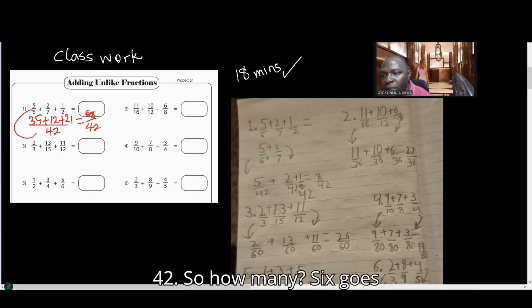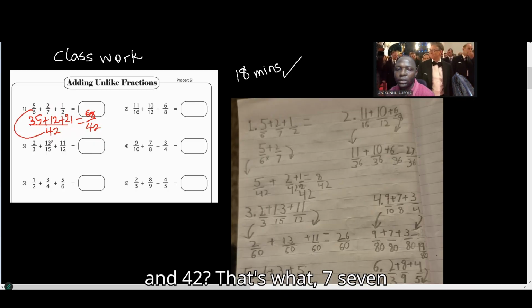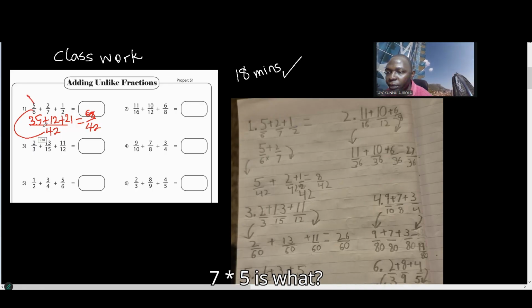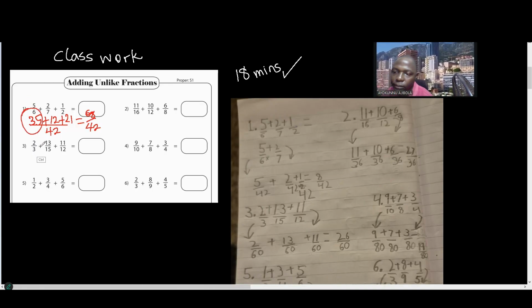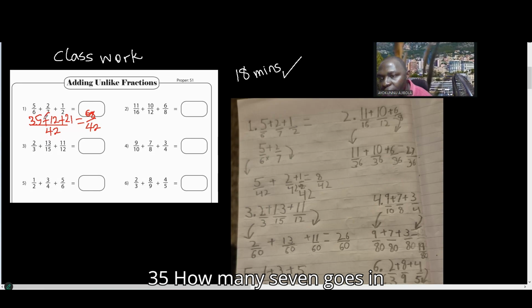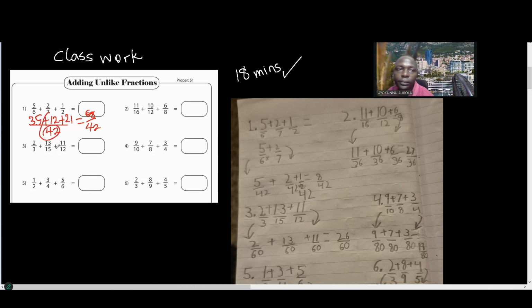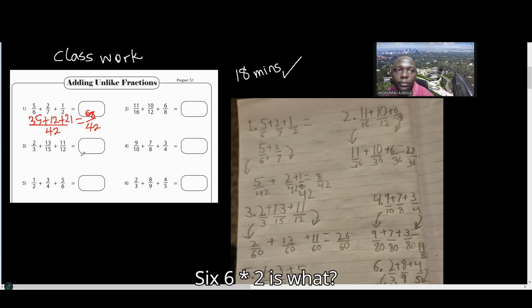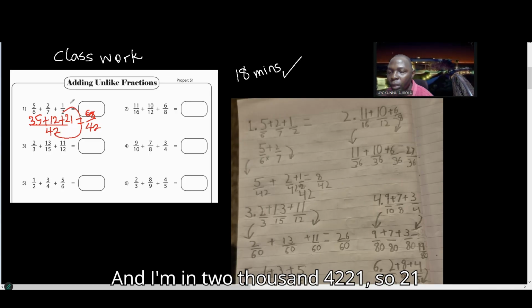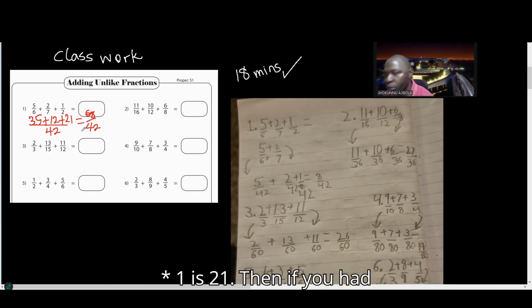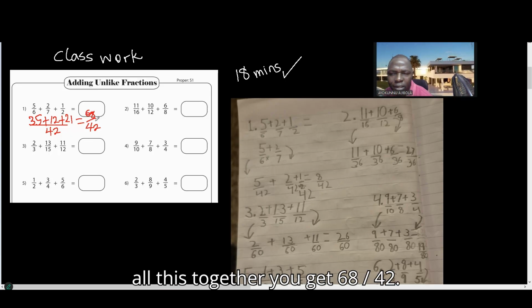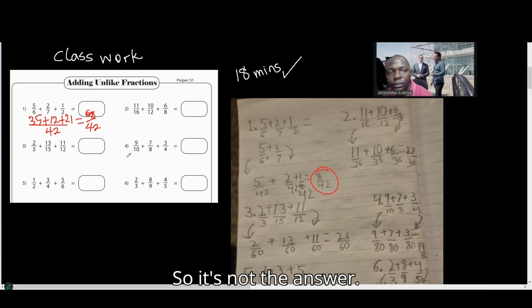So how many 6 goes in 42? 7. 7 times 5 is what? 35. How many 7 goes in 42? 6. 6 times 2 is what? 12. And how many 2 goes in 42? 21. So 21 times 1 is 21. Then if you add all this together, you get 68 over 42. So it's not the answer.